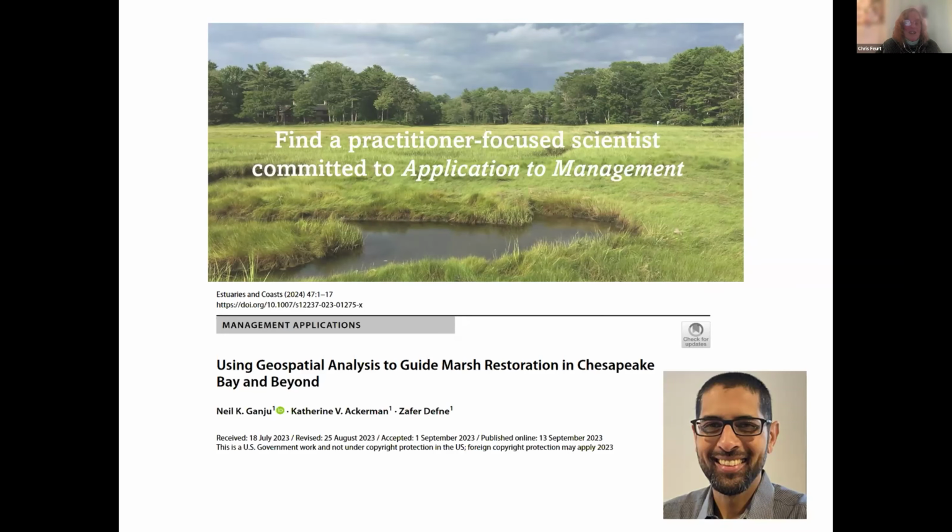And he signed on, and you probably never knew how complicated it would be, but he was willing. And this is the key ingredient for doing this: finding a scientist that's practitioner focused. And now I'll turn it over to Neil to talk about the geospatial tools.